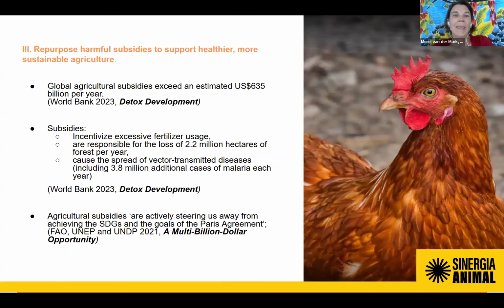A third important step is reforming agricultural subsidies. Globally, agricultural subsidies exceed $635 billion every year. While these policies are often intended to support food production, many subsidies currently encourage environmentally harmful practices. According to the World Bank, subsidies often incentivize excessive fertilizer use, contribute to the loss of around 2.2 million hectares of forest annually, and are linked to the spread of vector-borne diseases, including an estimated 3.8 million additional malaria cases each year. As a result, the FAO, UNEP, and UNDP argue that current agricultural subsidies are actively steering the world away from achieving the Sustainable Development Goals and the targets of the Paris Agreement.